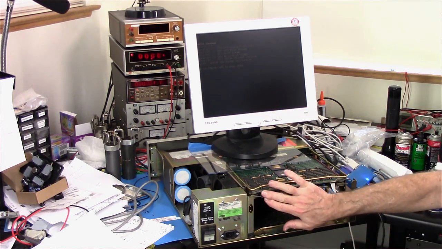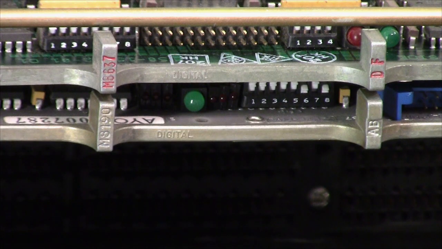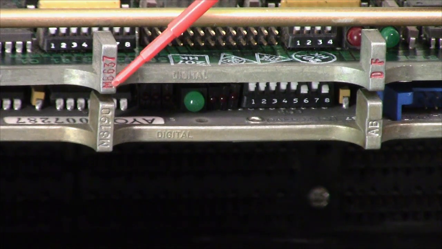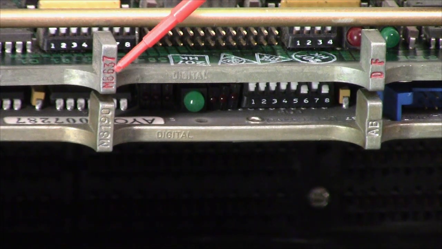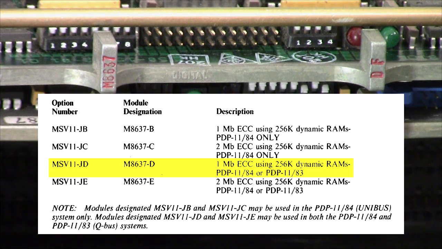Okay, so that's in. Oh, here's the other thing. M8637DF, okay, and that's the half populated board. I have the chips to upgrade that to 2 megabytes, if it works, and if I get around to it.